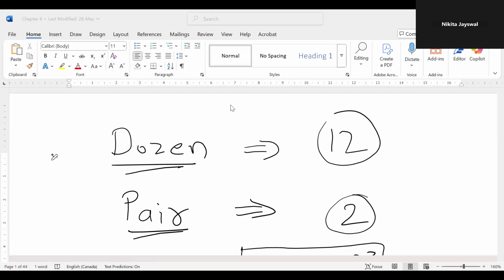So, hi Nikita. We are doing mole concept, and in order to understand mole, first let us understand what is a dozen and what is a pair. Dozen basically means 12, right? You are aware of this, right? Pair means two.